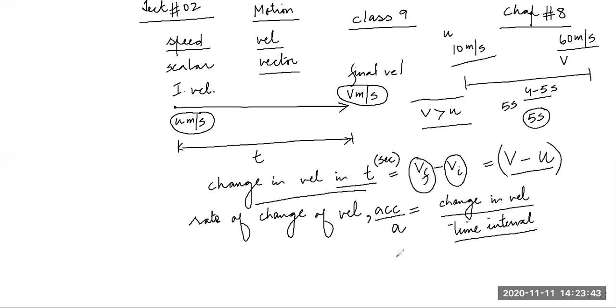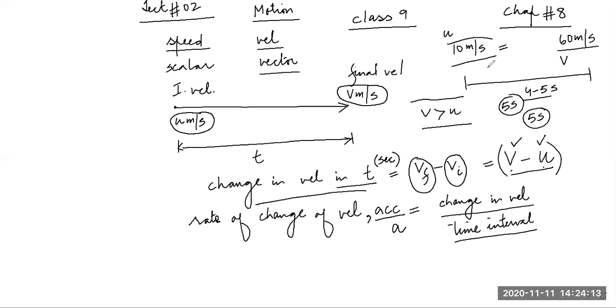You got it? What is rate of change of velocity? Change in velocity means final velocity minus initial velocity divided by time interval. Which time interval? The time interval in which the velocity was initially u and became v. For example, the velocity was initially 10 meter per second and in 5 seconds that velocity increases to 60 meter per second. So in this case, what will be the acceleration?